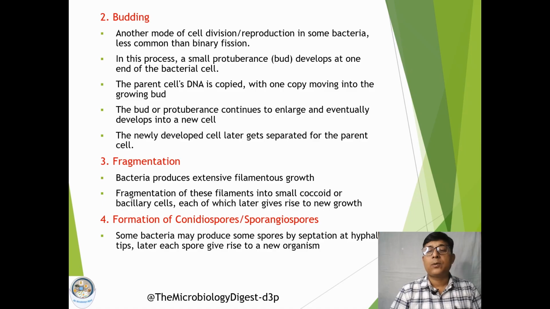There are some other methods also. Some bacteria divide by different methods. One is budding, then the third one is fragmentation, and the fourth one is the formation of sporangiospores or conidiospores. Although these methods exist, they are much less common in comparison to binary fission. So binary fission is the most common method by which bacterial cells divide.